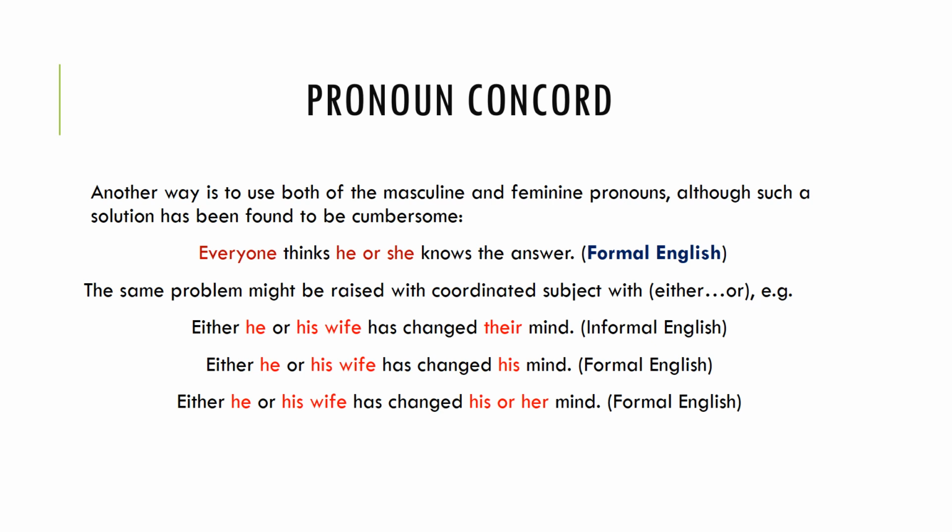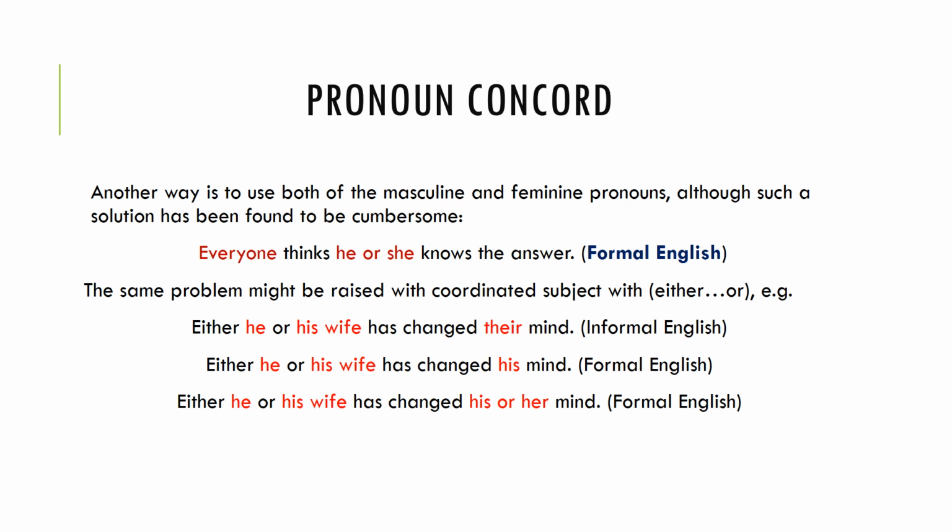The same problem may face us when we have a coordinated subject with either...or. For example, we say, either he or his wife has changed their mind. This is informal English. There they use the pronoun their to refer back to both he and his wife, because we know that these two elements that make up the subject are different in gender. So, as a neutral pronoun that can be used to refer to both of them, in informal English they prefer to use the plural pronoun their.